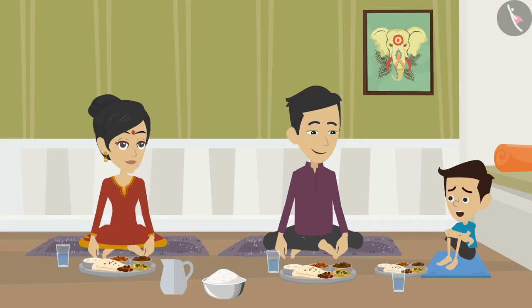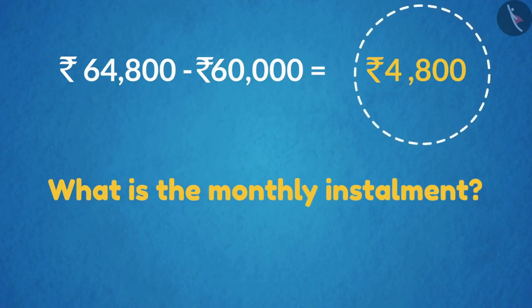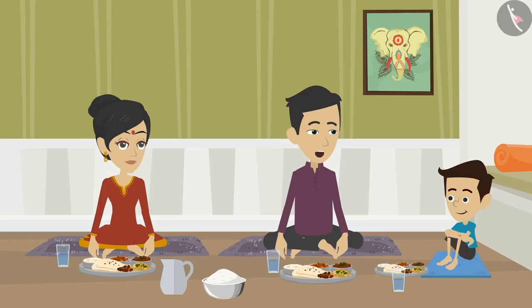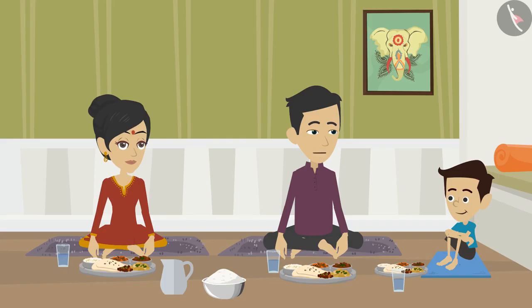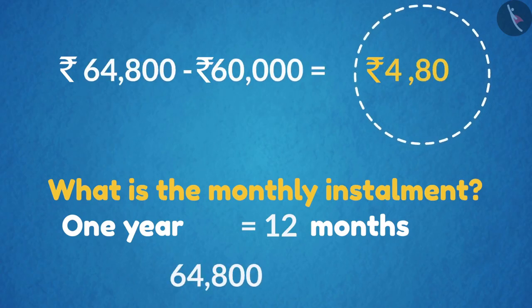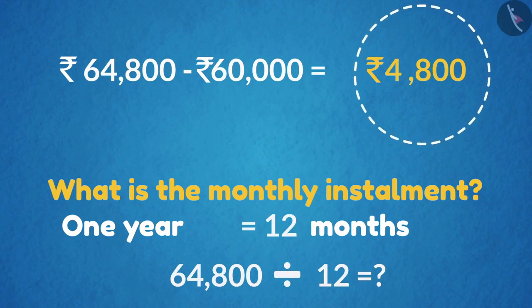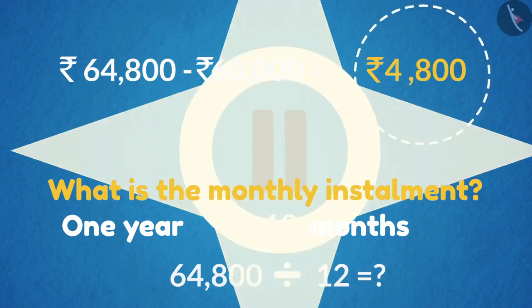But Dad, how do we know the amount we have to pay in a month? How many months are there in a year? 12. Since I've taken the loan for 1 year, we will divide the total amount by 12. Then tell me, how much do we get if we divide 64,800 by 12? You can pause the video if you want and think about it.